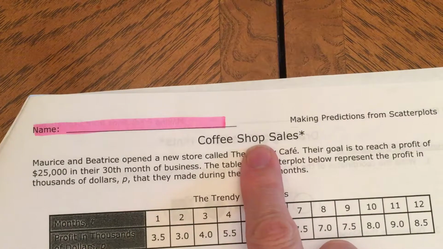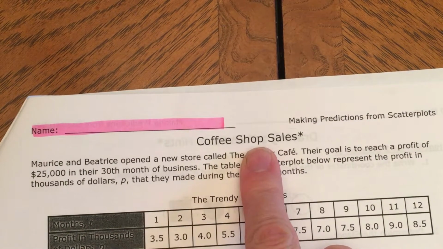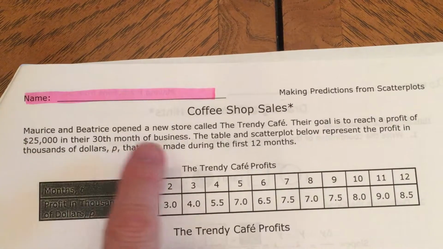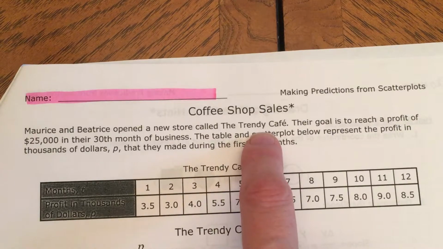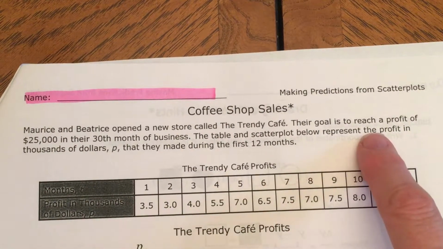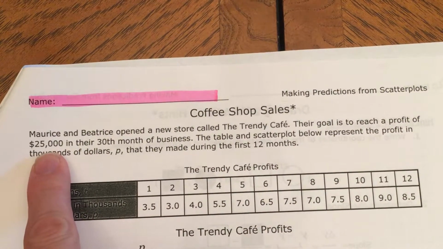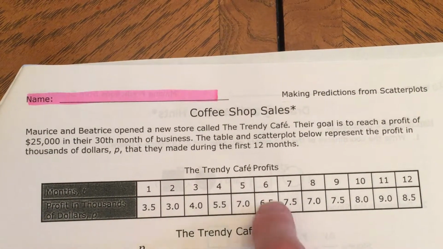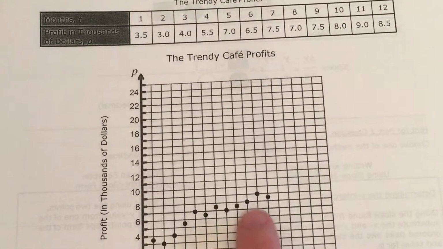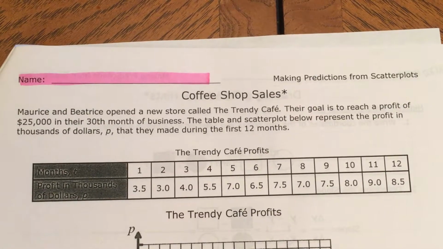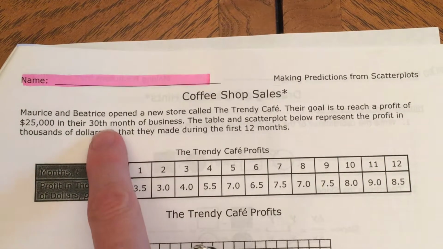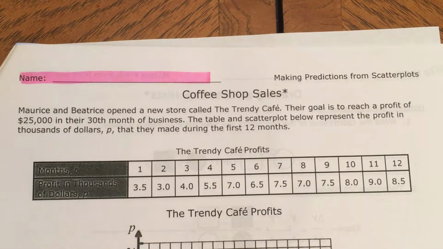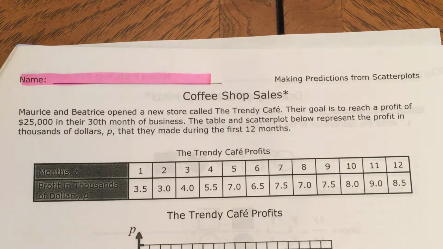All right, so let's talk about a coffee shop and their sales. We're learning in this particular situation that Maurice and Beatrice have opened a new store called the Trendy Cafe, and their goal is to reach a profit of $25,000 in their 30th month of business. The table and the scatter plot below represent the profit in thousands of dollars, P, that they have made during the first 12 months. All right, so what are some important pieces of information that we already know?